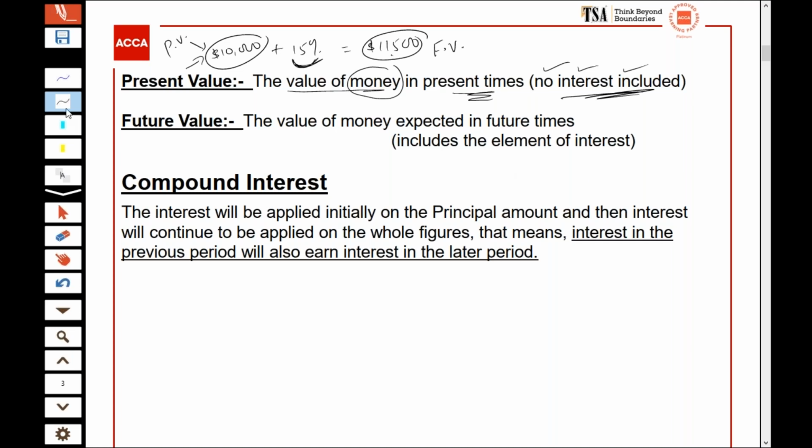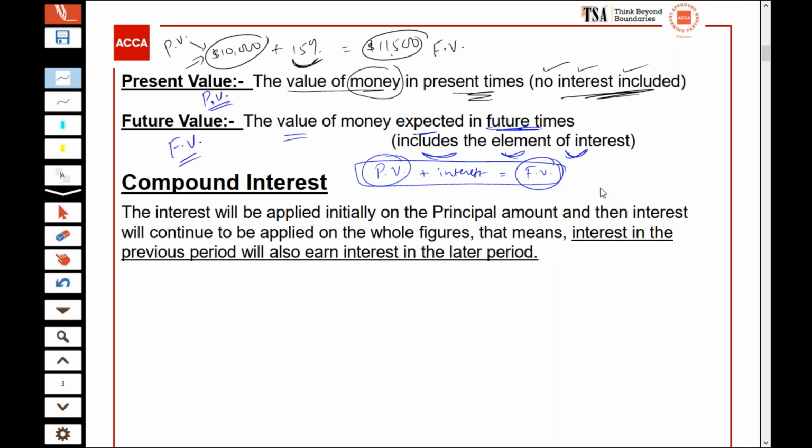Okay. And next is the future value. This is the present value and this is the future value. Future value is the value of money expected in future times, and it includes the element of interest. So we can simply conclude that in present value, you add interest and you get your future value. That will totally change the value of your money.